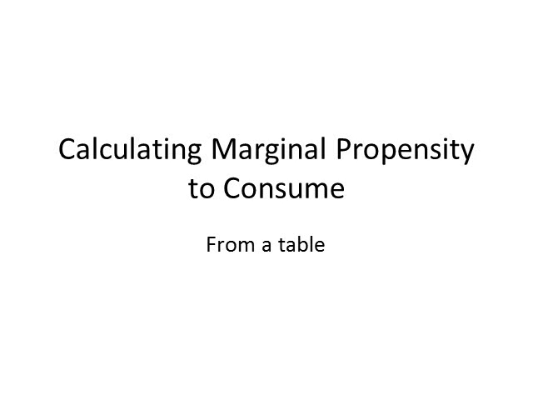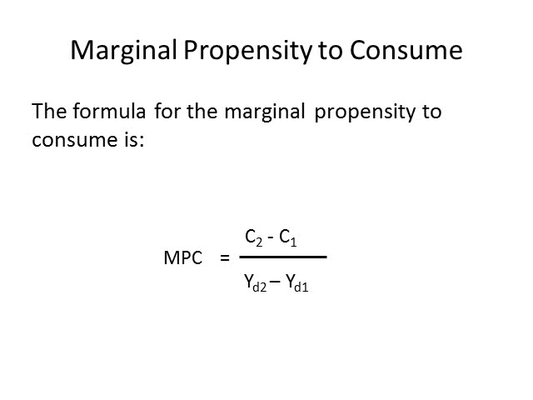In this short tutorial, we will show you how to calculate the marginal propensity to consume from a table of values. First, though, we need to take a minute and review what the formula is for the marginal propensity to consume, or the MPC. The formula for calculating the MPC is C2 minus C1 divided by Y2 minus Y1. The C's represent a level of consumption, and the Y's represent a level of income.